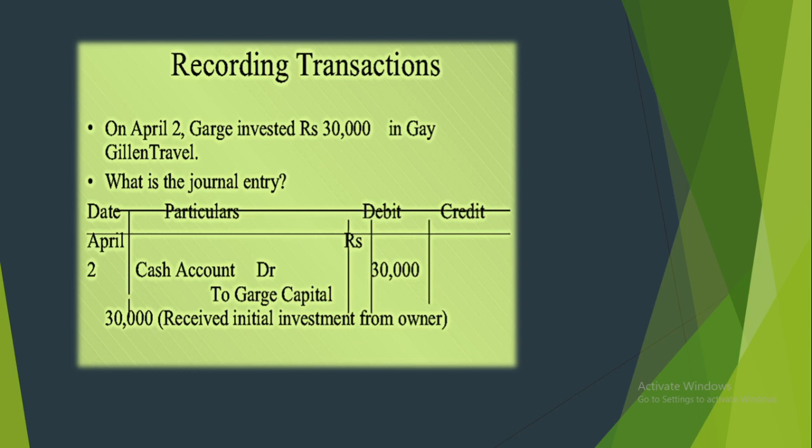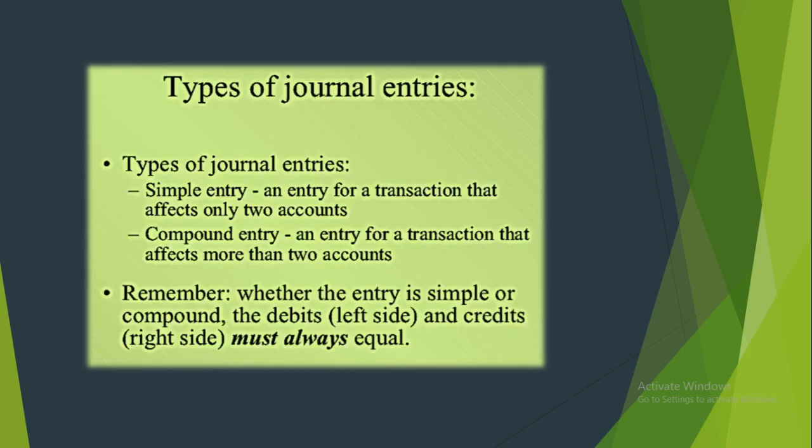So this is the journal entry as we are observing here. In journal entry there are 5 columns, and that is date, particulars, ledger folio, debit amount and credit amount. So 2nd April, by cash account debited 30,000 rupees, to Garge's capital account credited 30,000 rupees, and obviously the narration is being received initial investment from the owner. And who is owner here? Mr. Garge is owner here.